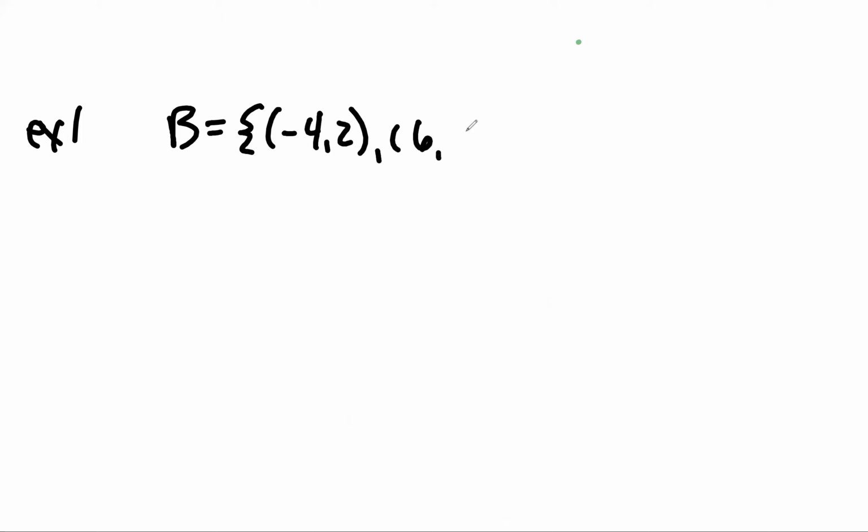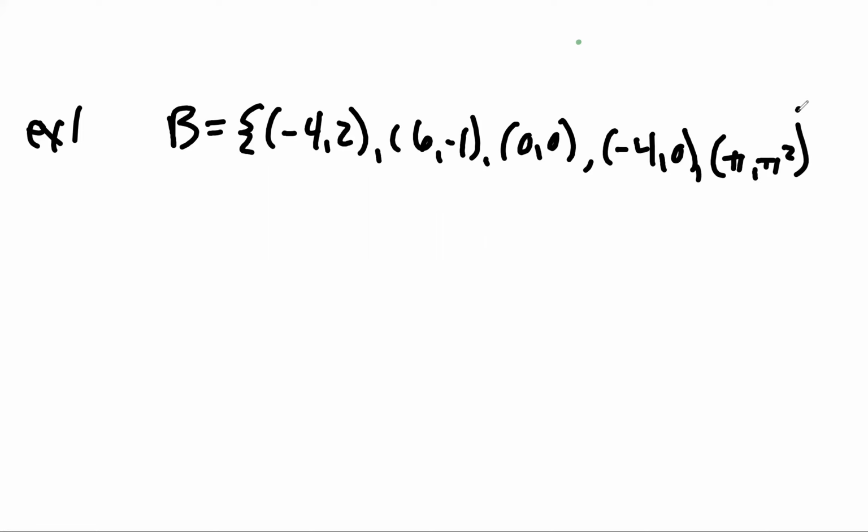All right, so the first example that we're going to look at, example 1, we're going to say B equals, and we're talking about a set, so we have some things. We have the point -4, 2, and the point 6, -1, and the point 0, 0, the point -4, 0, and the point pi squared. So here's a set of points, okay?